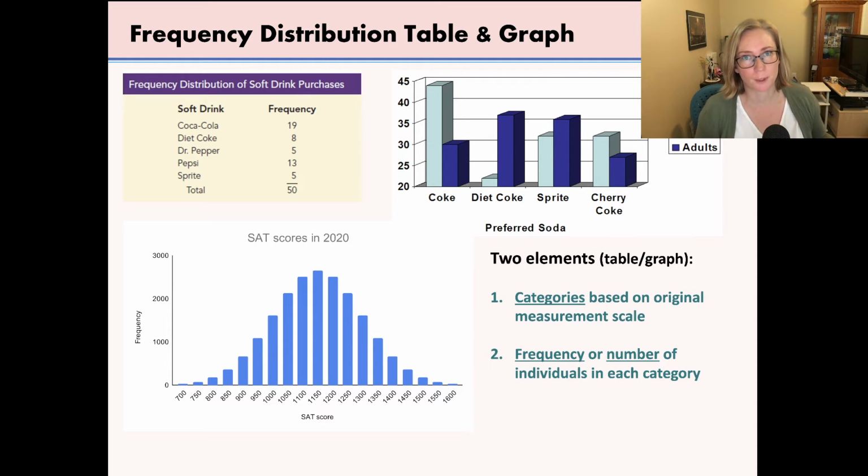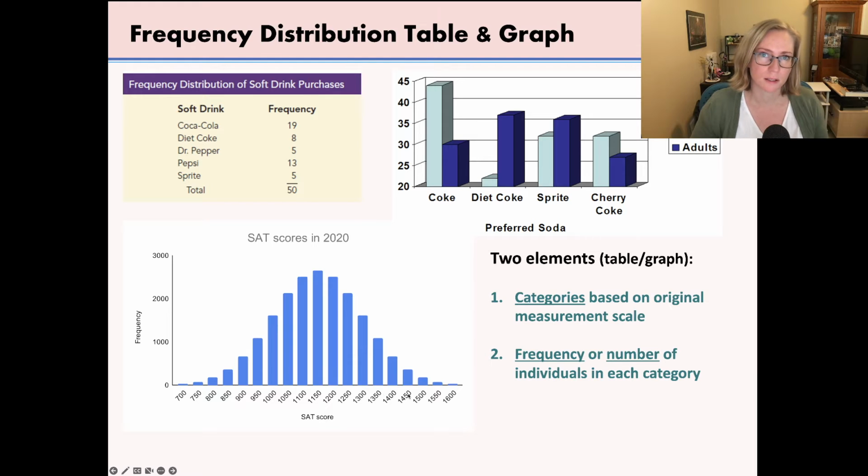So there are 2 primary elements, no matter if you're talking about a table or a graph. But like I said, most of the time I'm going to be preferencing graphs. Regardless, the first element is that you have different categories. Your categories are based on that original measurement scale. So down here, your SAT scores would be the actual score that you get, right? You're measuring that from the people who are taking the SAT or the MCAT. And these are your categories.